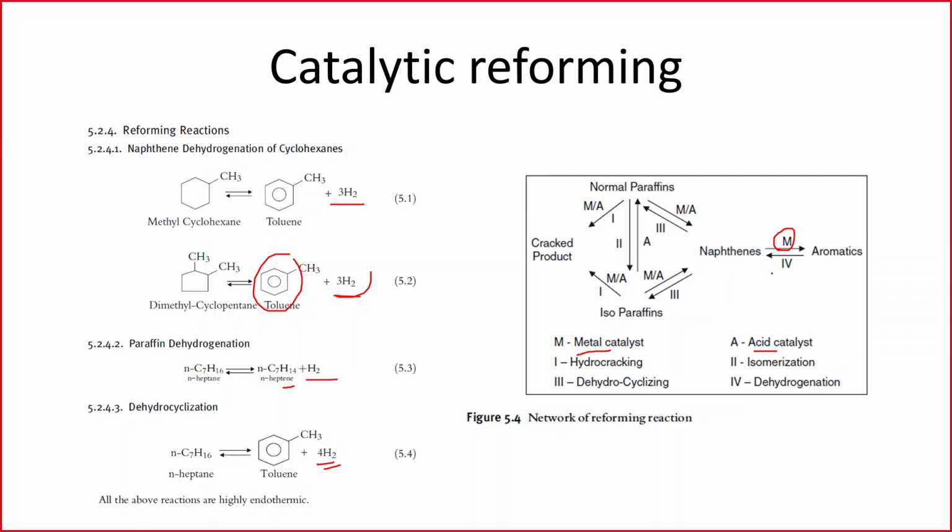So basically, I think this arrow is a bit wrong. If from aromatics you go to naphthenes, you don't dehydrogenate that. You are hydrogenating it. If you go from cyclic to aromatics, that's where you dehydrogenate. It means you are taking the hydrogen out. You're reducing the amount of hydrogen in the component. So that's basically what it means.